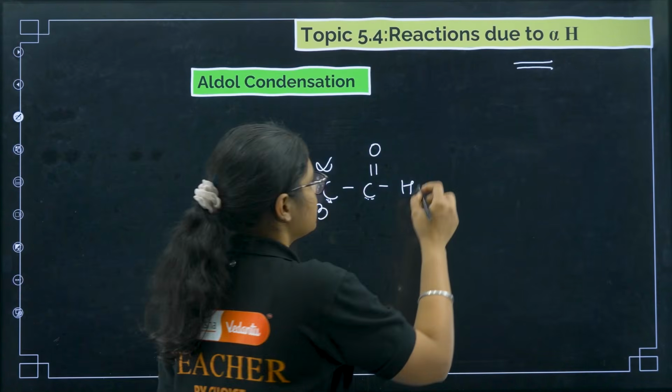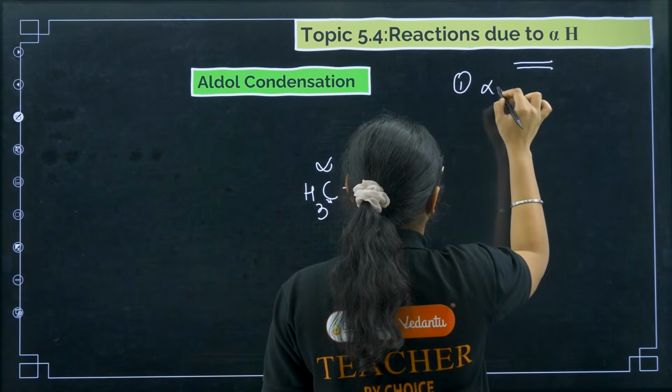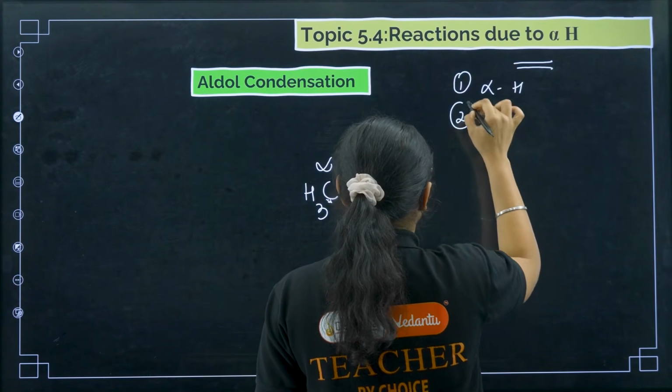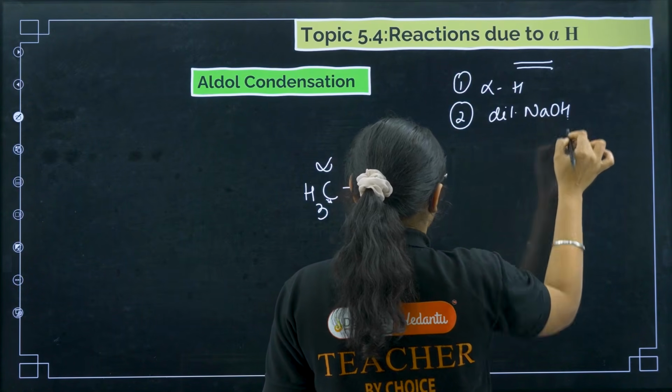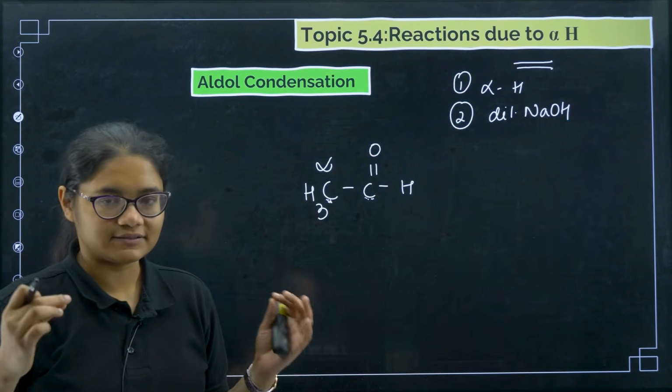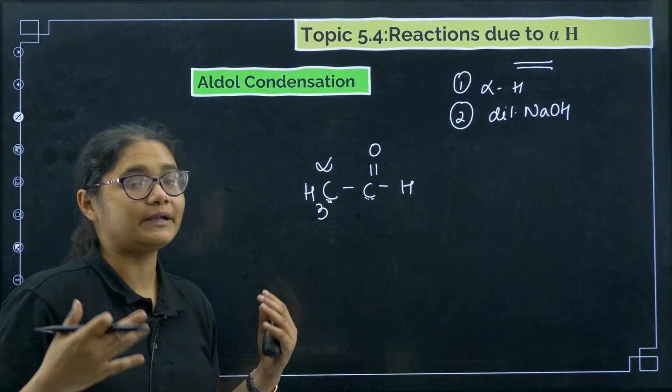Okay, so what is the first condition? You should have alpha hydrogen. Next, what is the reagent used here? Dilute NaOH. Okay, now let us first understand the mechanism a little bit, then I'll be telling you a trick how to find the product.